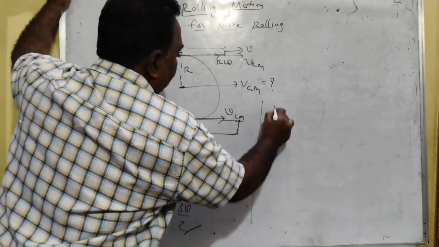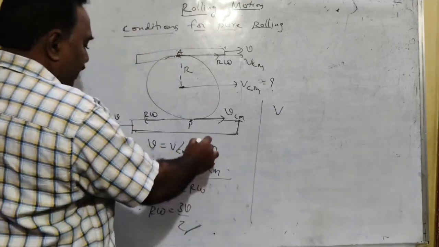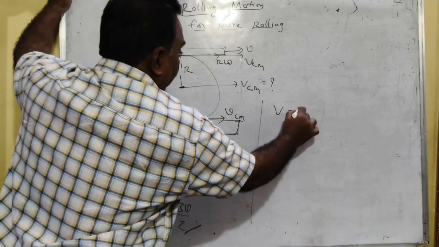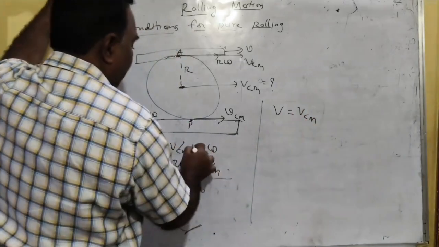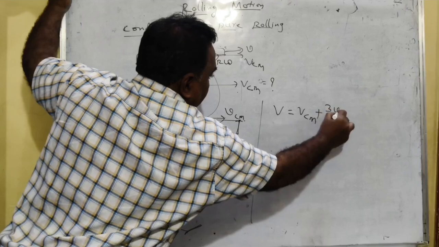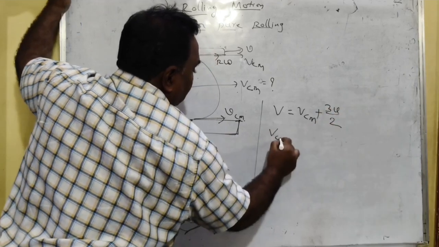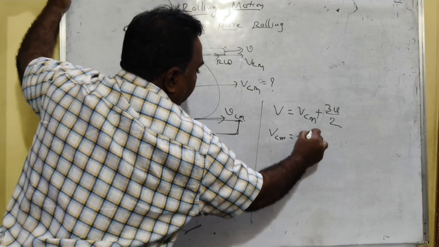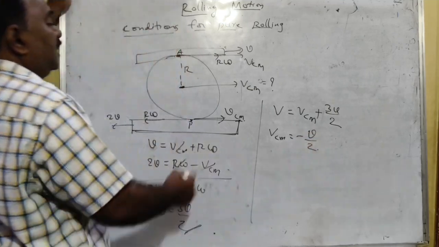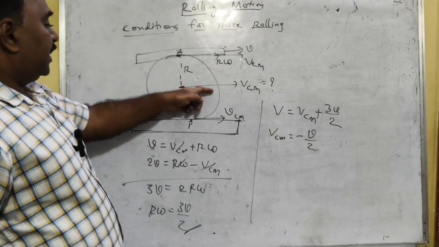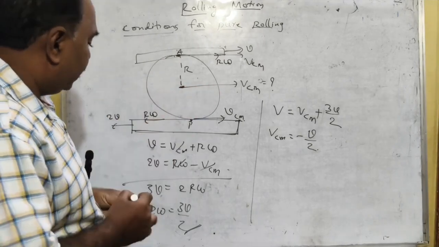So now substitute this R omega in either of the equations, then we will find V is equal to VCM plus what is R omega, 3V by 2. Therefore, VCM is equal to V minus 3V by 2, which means minus V by 2. That means what we initially assumed is not correct; it will be acting backward.